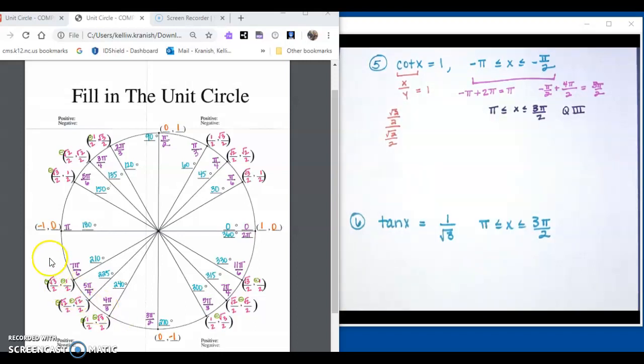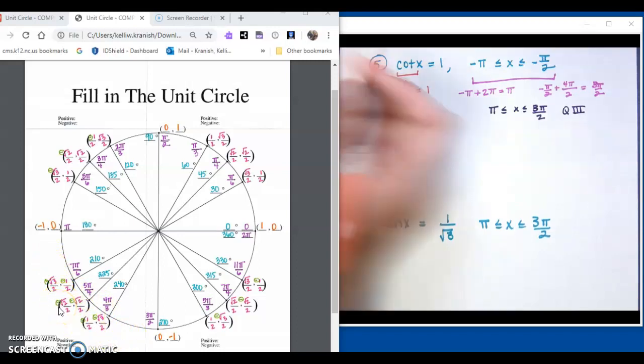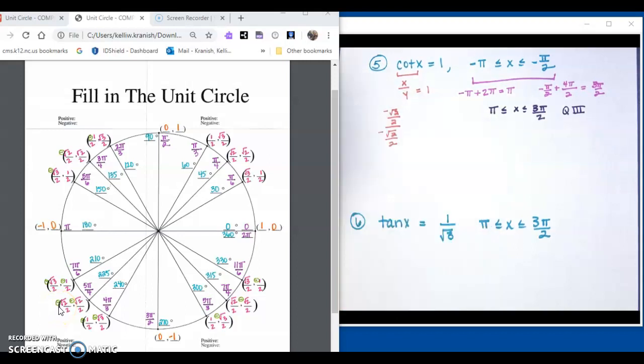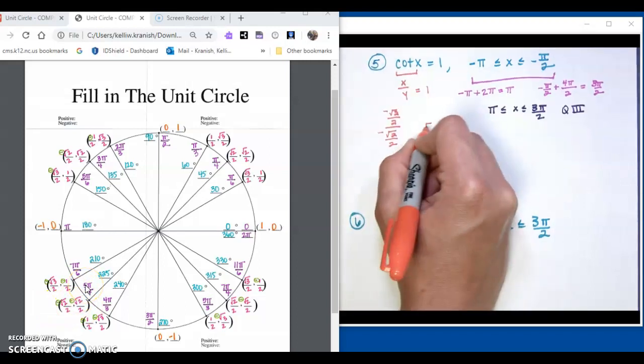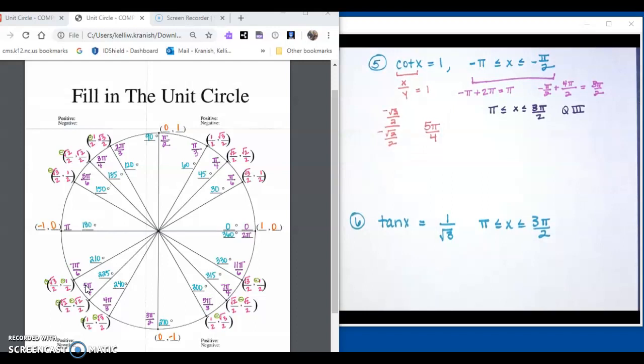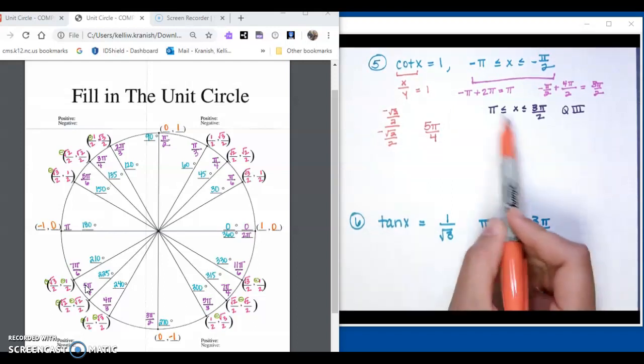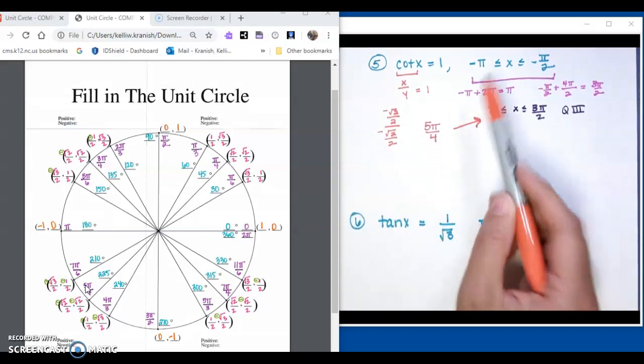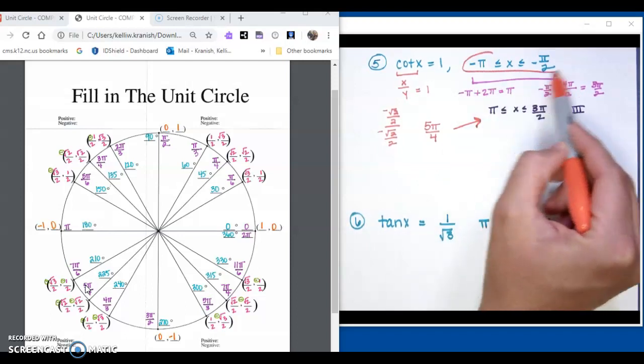So remember, we're looking in quadrant 3. So if you look in quadrant 3, here we have negative square root of 2 over 2, and we have negative square root of 2 over 2 for the x and the y. So if you were to divide those two things, you would get 1. And that occurs at 5 pi over 4. Okay, so 5 pi over 4 does fall in this category right here, but it doesn't fall in the original category that they gave us.